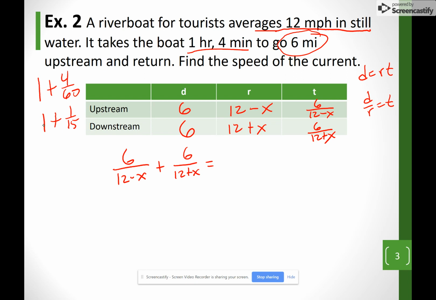My 1, let me write that as 15 over 15. That way I have a common denominator. So the time it took altogether is 16 over 15. So I have that fraction. Okay, so now my least common denominator is going to be 15, 12 minus x, and 12 plus x.